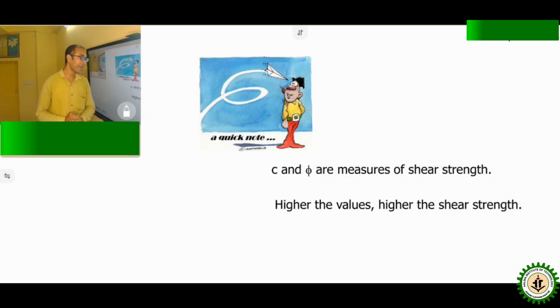So C and phi are measures of shear strength. Higher values give higher shear strength. If C takes a higher value, it will give a higher shear strength. And if phi takes a higher value, like 30, 38, 39 degrees, it will give a high shear strength.